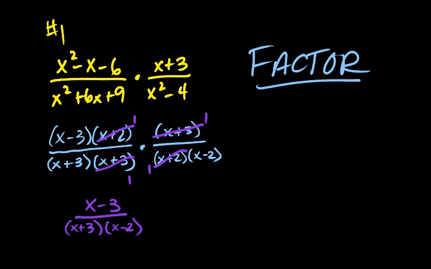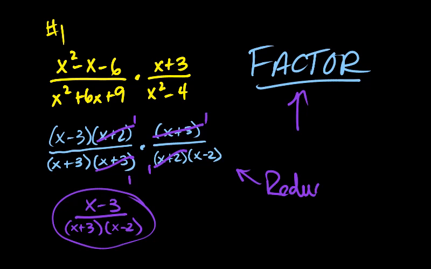have to multiply it out, then feel free to multiply it out and you just FOIL the bottom. But nothing's going to cross out. This is your final answer, and that's how you would multiply rational expressions. Make sure that you factor first, and then you can reduce similar factors.